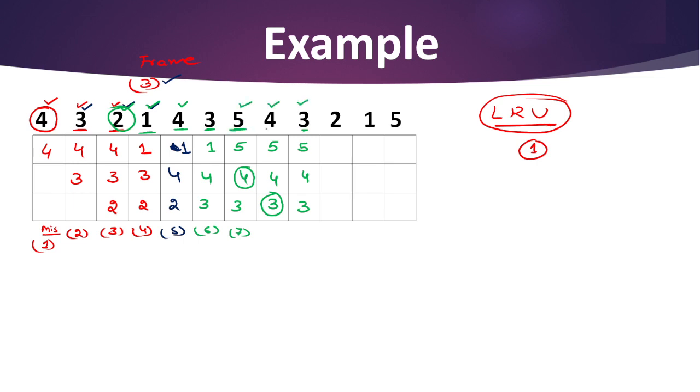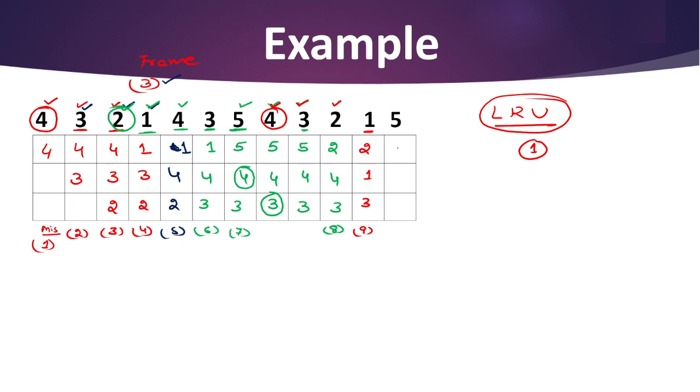That means you can add value 2 in place of 5. So here is 2, 4 and 3. So this is 8th page fault. Next value is 1 and you have to replace one value. So 1, 2, 3. So third value you will be replacing. Okay. So 2, 1 and 3. This is one more page fault.